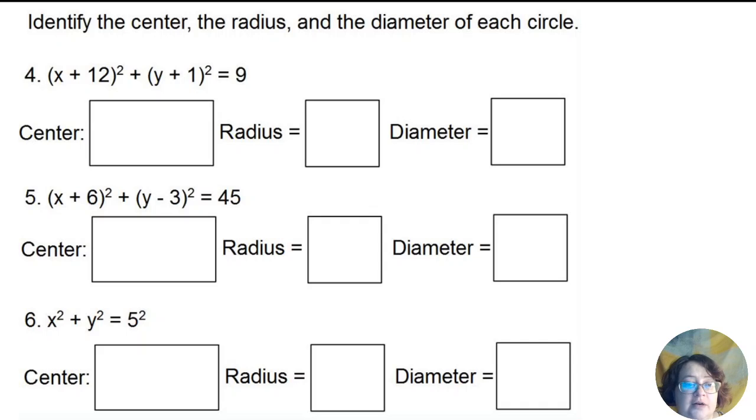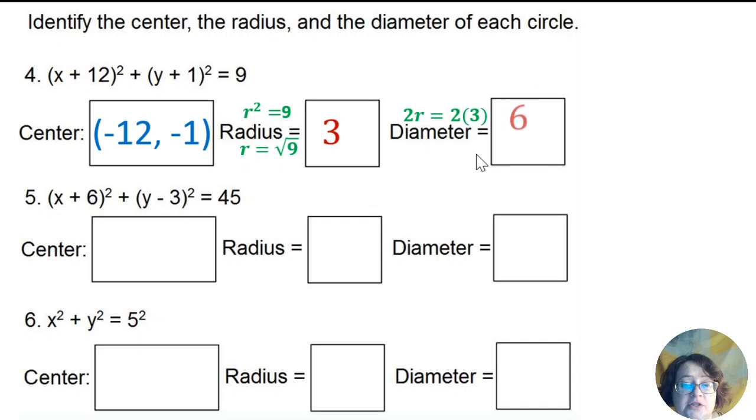For number 4, our center, we have plus 12 with x, so that's going to be negative 12, plus 1 with y, so that's going to be minus 1. So negative 12, negative 1 would be my center. My radius, remember, it equals r squared. So r squared is 9. So our radius, it will be the square root of 9, or 3. Our diameter, 2 times our radius, which is 2 times 3, or 6.